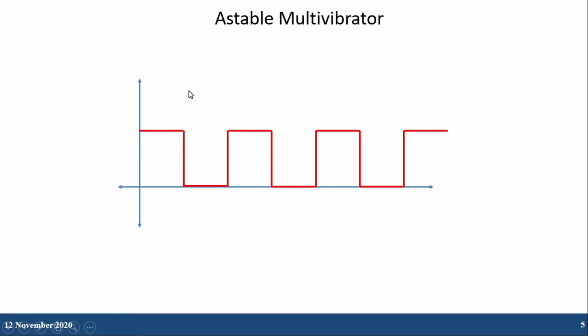So this type of astable multivibrator is widely used in relaxation oscillators, and the time in which the multivibrator remains in a particular state is defined by the passive components like resistors and capacitors. Okay, so this type of multivibrator is widely used in the designing of relaxation oscillators.